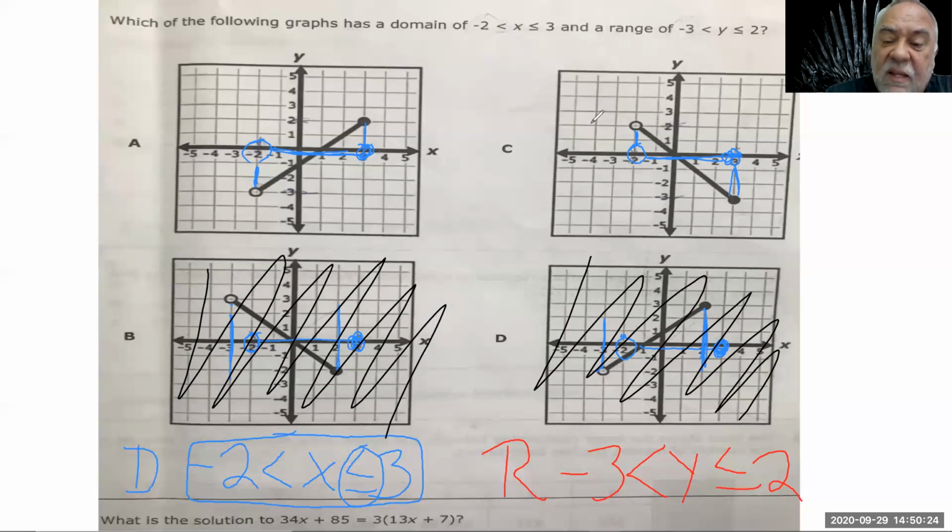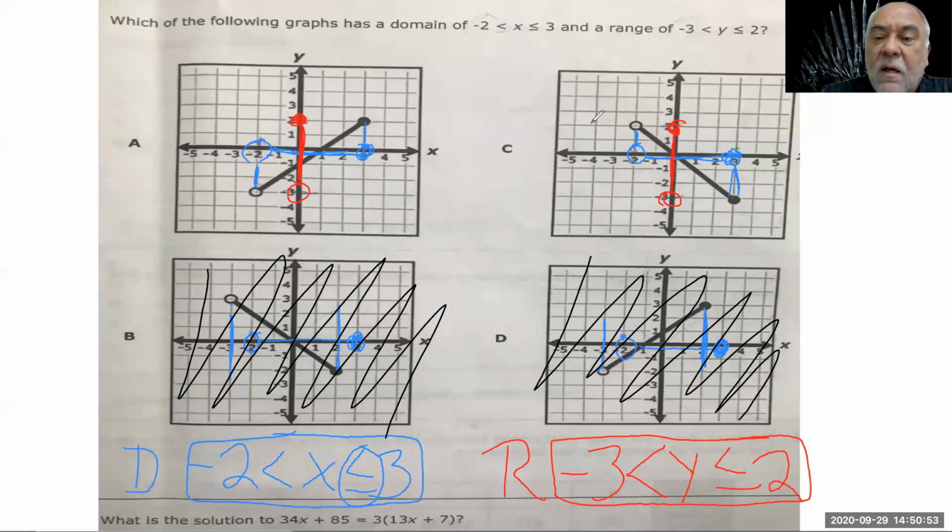Range, -3 is less than y, which is less than or equal to 2. So open circle on -3 on the y-axis, closed circle on +2. So open circle on -3, closed circle on +2, and everything in between. Open circle on -3, closed circle on +2.